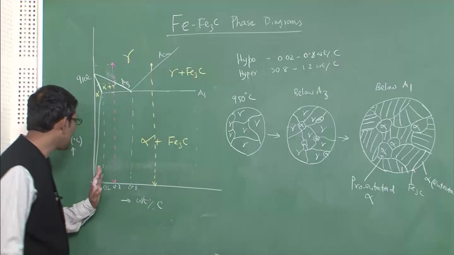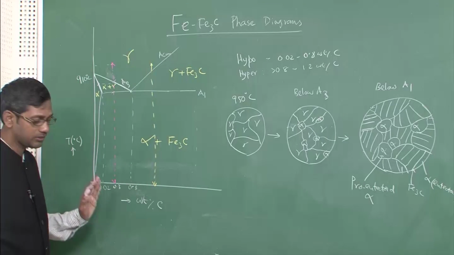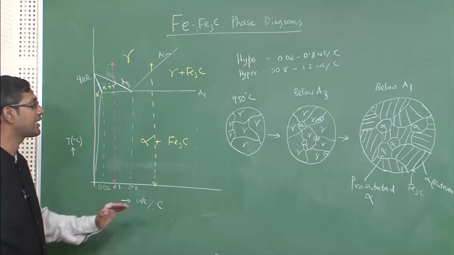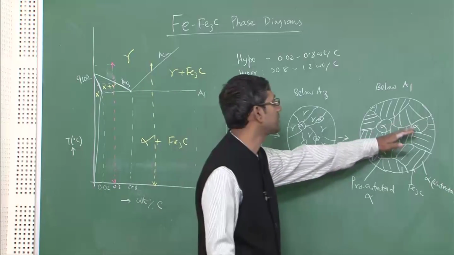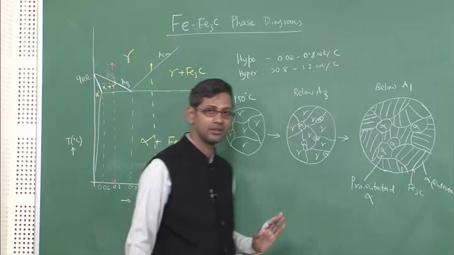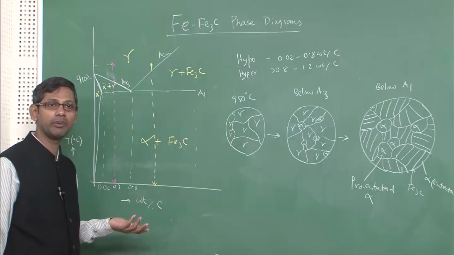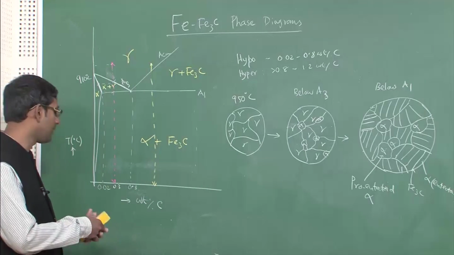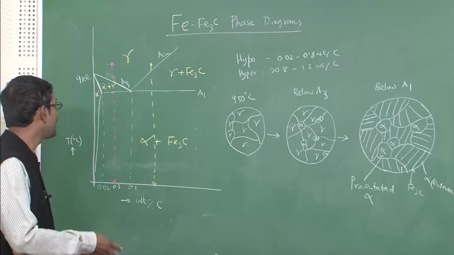So, you can see by choosing the particular carbon concentration, I can change the relative volume fraction of the primary alpha, or pro-eutectoid alpha phase, and the pearlite, and by changing that I change the mechanical properties. How do I calculate that? Very simple, by using the lever rule.